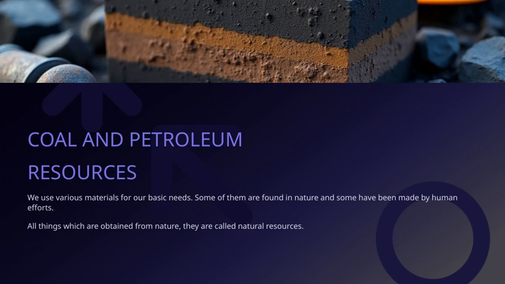When we talk about things that are obtained directly from nature, we call them natural resources. Coal and petroleum are perfect examples of natural resources because they are naturally occurring substances that we extract and use. These resources are vital because they provide us with energy, powering our homes, industries, and transportation.